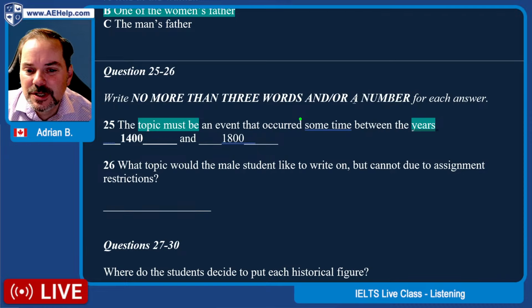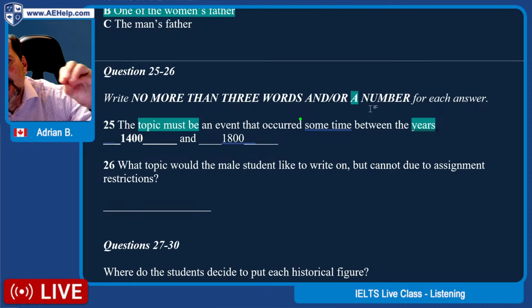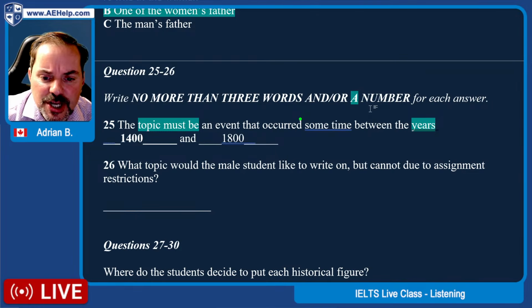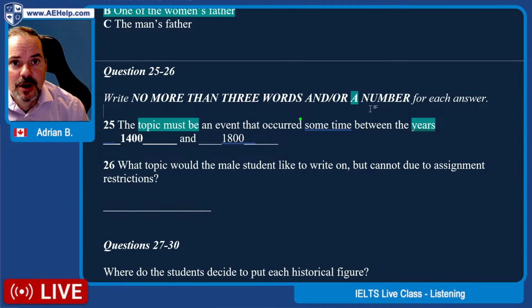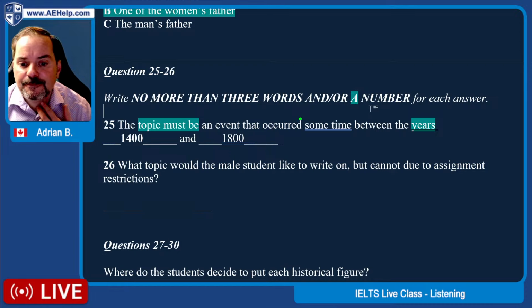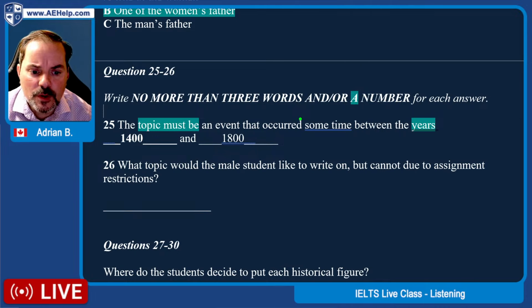It's kind of confusing because they say a number, which means like one number, but it means like a number for each blank or a number for each answer. So you can use 2 numbers. Okay, that's definitely not a problem. You don't need to use one number and one word or anything like that. Okay. All right.